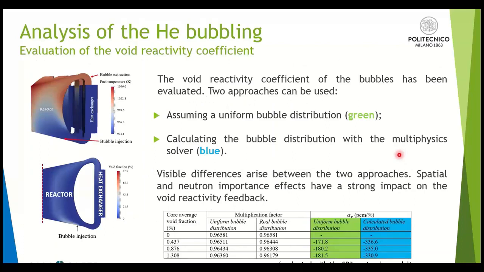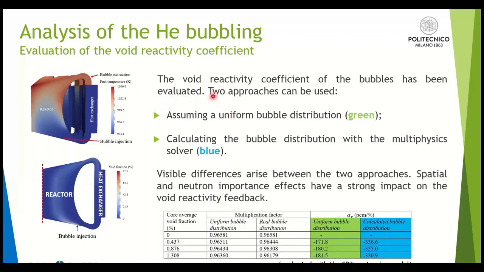So as an application of this tool, we have tried to assess the void reactivity coefficient inside the reactor, considering the real distribution of the bubbles. You may know that if we are injecting some bubbles in the reactor, in this case in the molten salt reactor, we are basically pushing away some fuel, so we are voiding our reactor. Since we are in a fast system, this means that we have a negative effect.